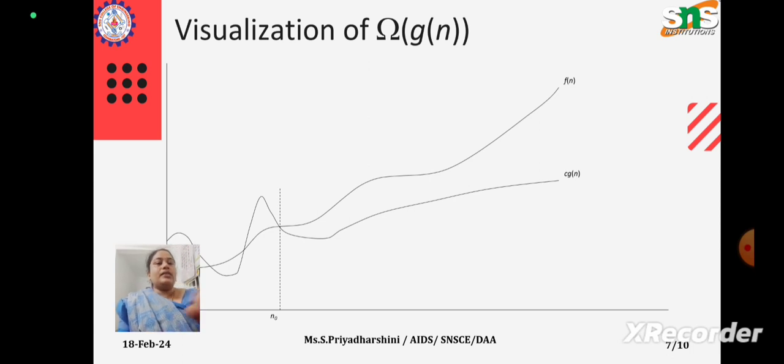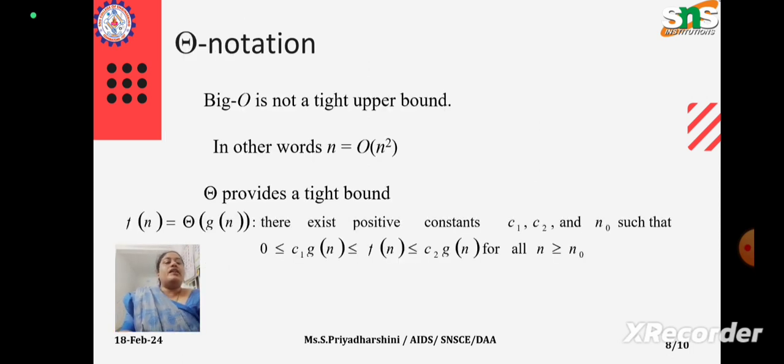Let's see what big theta notation is. Big theta notation provides a tight bound, unlike big O, which is not a tight upper bound; for example, n is equal to order of n squared. The statement of big theta notation is f of n is equal to theta of g of n. This holds true if and only if there exist positive constants c1, c2 and n naught such that 0 is less than or equal to c1 into g of n, which is less than or equal to f of n, which is less than or equal to c2 into g of n, for all n greater than or equal to n naught.